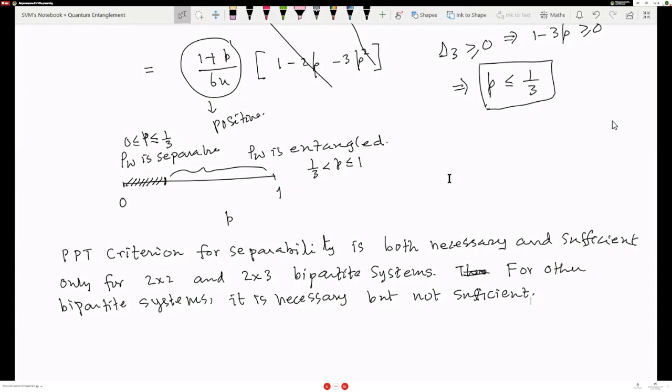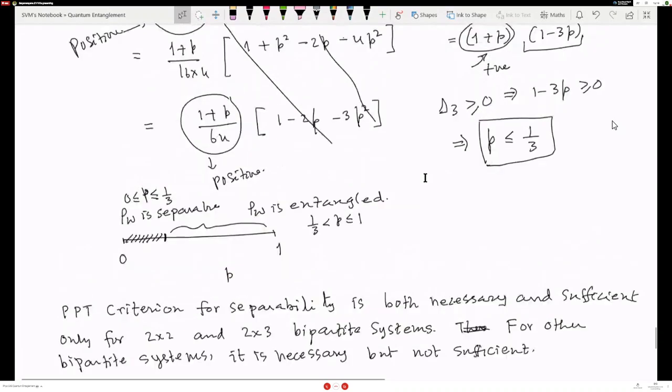And of course, you have to learn something called the Wigner function formalism in order to understand how to calculate the partial transpose of a density matrix in continuous variables. Okay, so we will try to see if we can get some time, then we will try to discuss that formalism. But I just want to tell you at this moment, other than 2 cross 2 and 2 cross 3, there are infinite dimensional Gaussian states for which the PPT criterion is both necessary and sufficient.